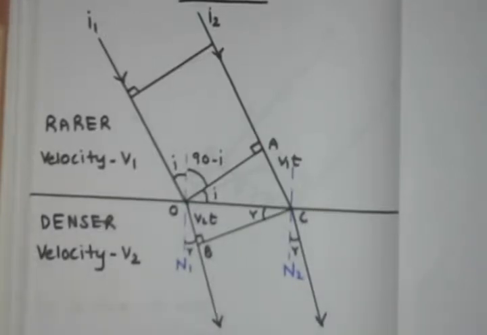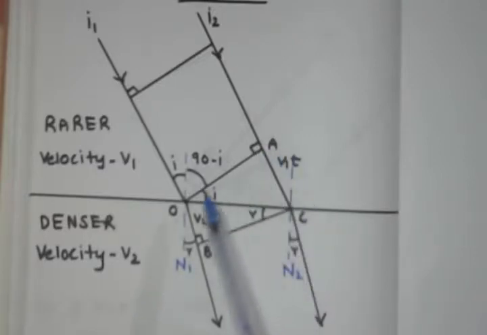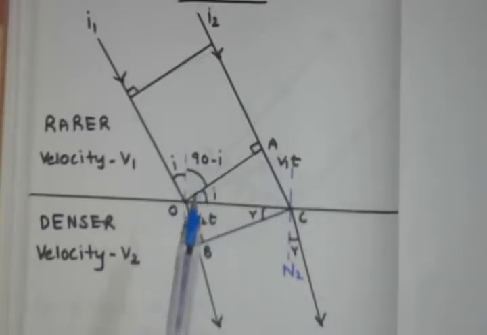Let's analyze this figure. First, an incident ray I1 is coming and striking the interface of two transparent media, a rarer medium and a denser medium, in which the velocities of light are v1 and v2 respectively. Two rays I1 and I2 are incident on the interface right here. By the time I1 strikes O, I2 has only moved a distance until A. So by the time I1 has struck O, the ray I2 has only moved up to A. The ray I1 strikes the interface, goes into the second medium and reaches the point B. And by that time I2 strikes C, that is the interface.